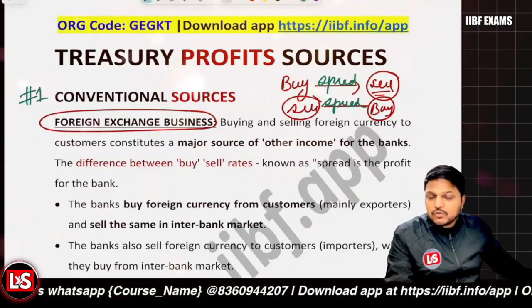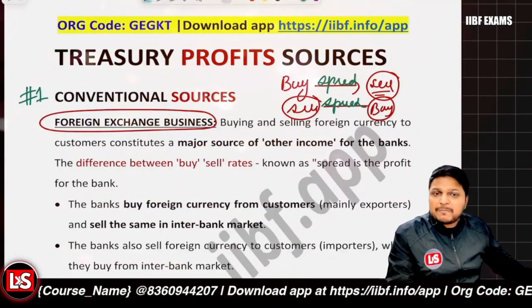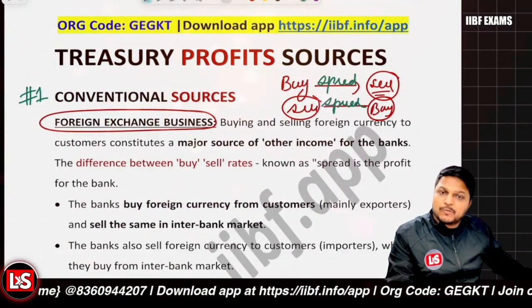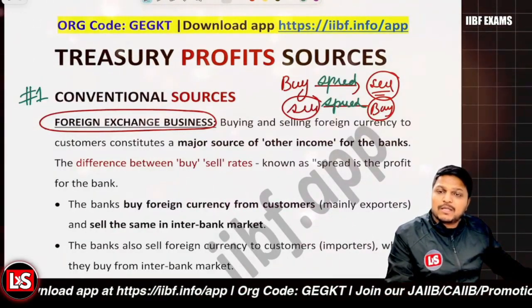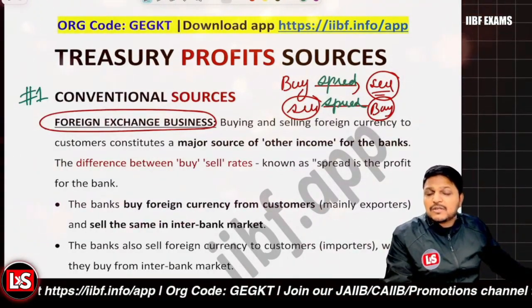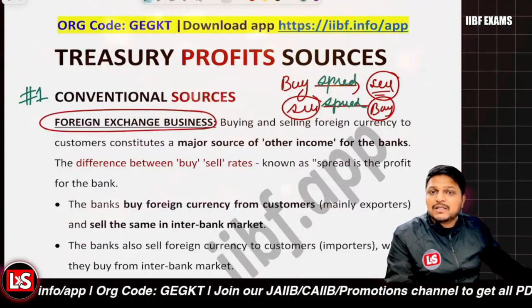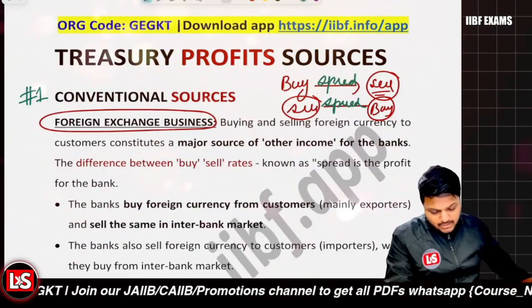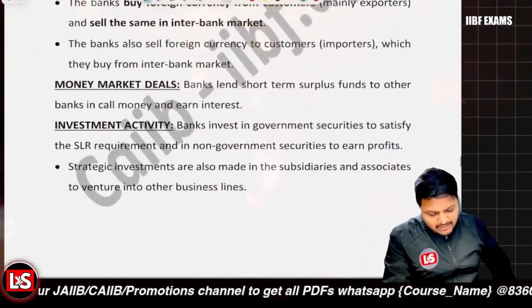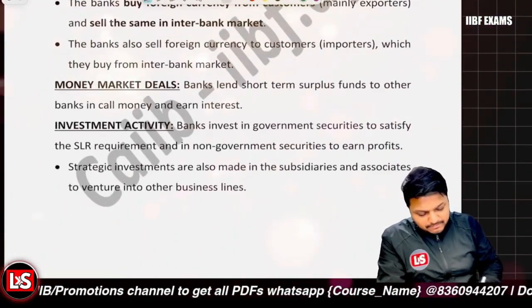right? So when we are buying forex, the bank purchases a foreign currency from the exporters. When we are selling the forex, the bank is going to sell the foreign currency to the importers, right? So here the bank is going to earn the fee-based income, or the trading income for the bank. The second one is about the money market deals.